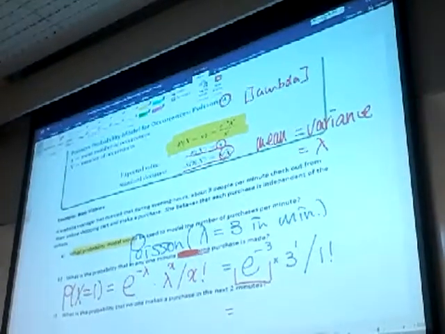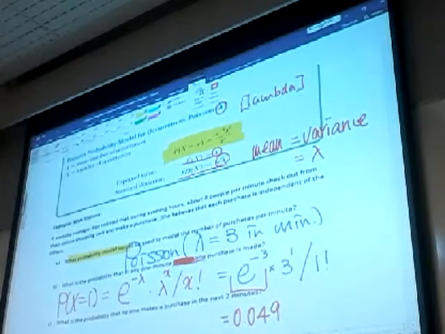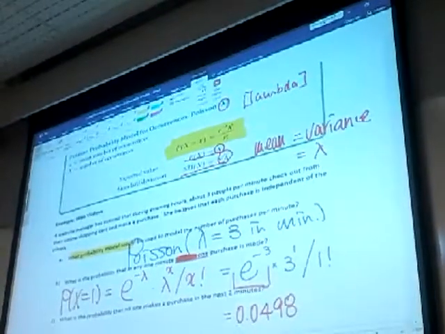Can you tell me how much will be e to the negative 3? Using your smartphone, flip it this way, then you might see the function of e. You can try. Give me four decimal places. 0.0497 8 7.